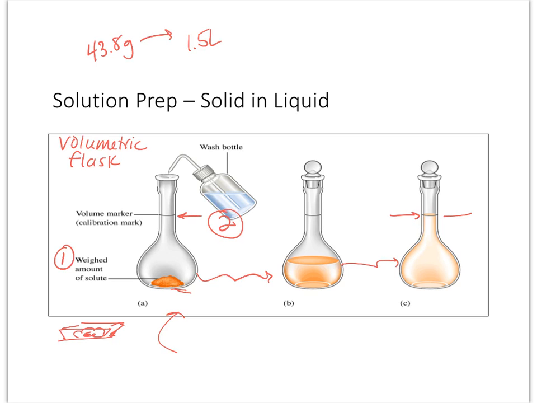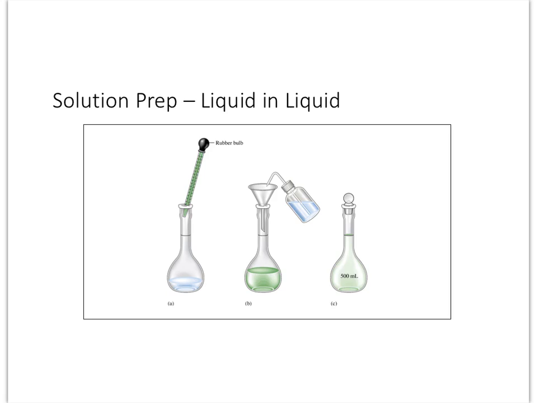So you want to fill up the bottom of the flask about halfway, swirl it around to dissolve it, and then continue to fill to dilute it to the volume that you need. If you had to dissolve a liquid solvent into a solute, like if you're making a solution of a certain type of alcohol, you would do a similar thing.